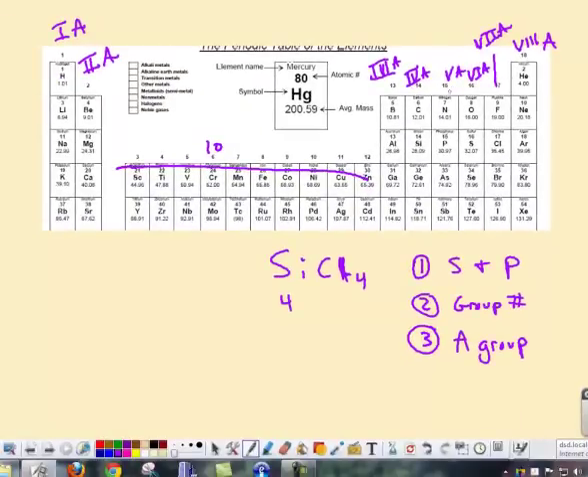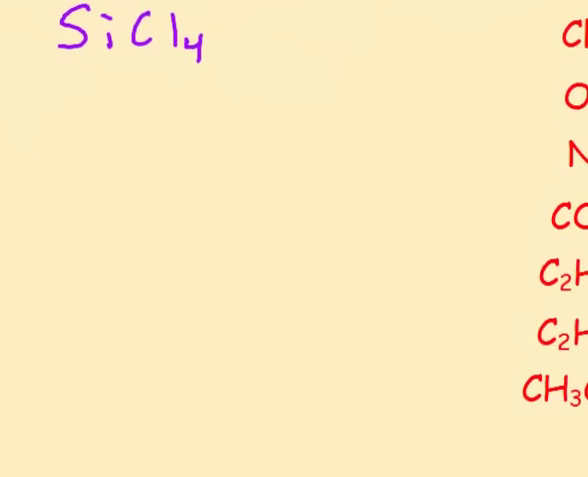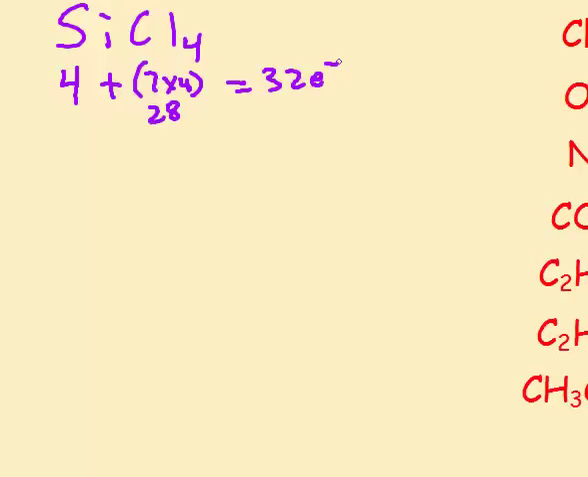All right, so going back to our count, we have 4 because of silicon. Each chlorine has 7 because it's in group 17, or group 7A, times 4. So 7 times 4 is 28. So 4 plus 28 is 32 electrons. We're going to be able to tell a lot of things about this particular molecule by drawing what is known as a Lewis structure, or a Lewis electron dot diagram. So I needed 32 electrons. Step 1, check. I counted the electrons.